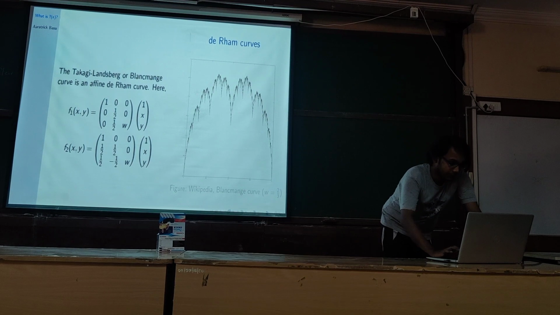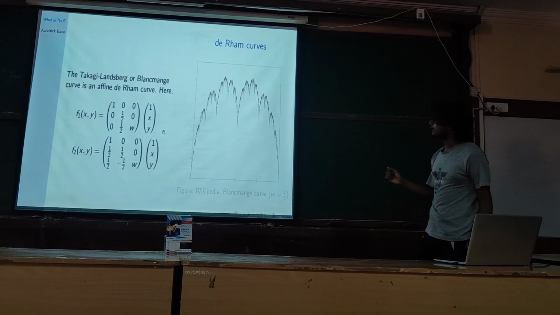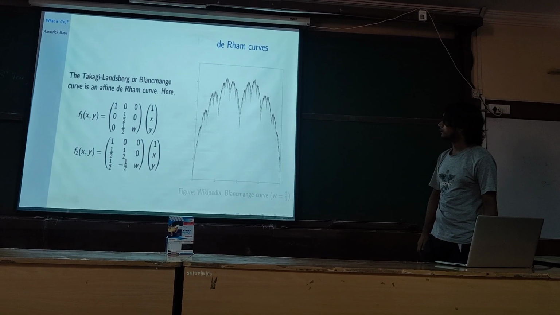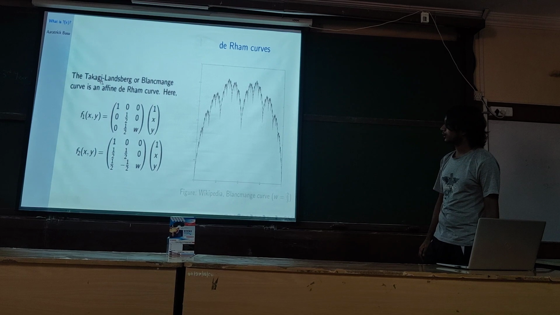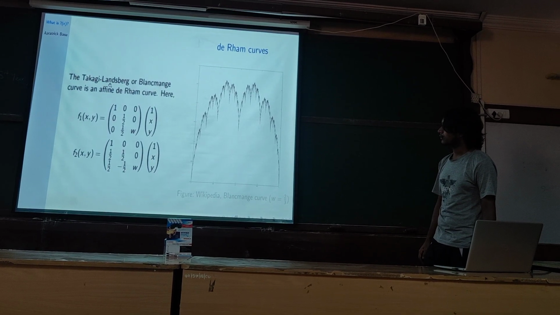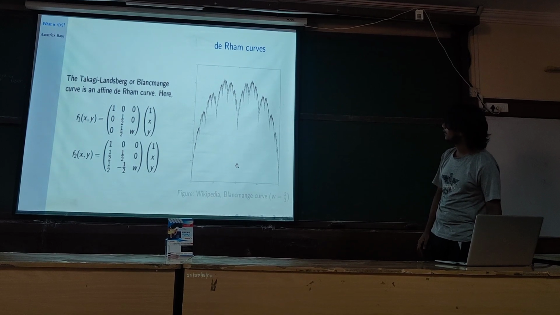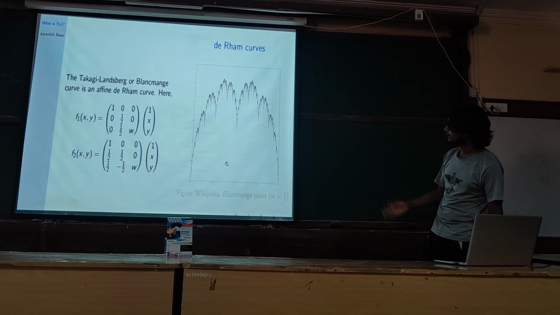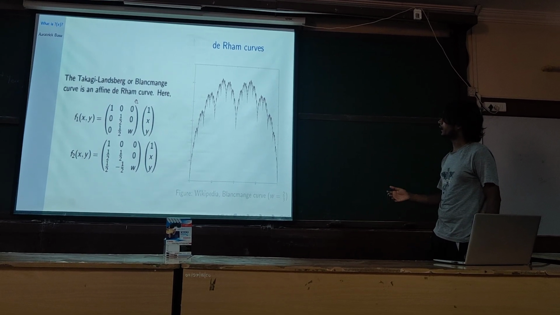So another interesting curve, which sort of illustrates both of the previous ones in some sense, is the Takagi-Landsberg or Blancmange curve. This was described first by Takagi, and later Landsberg also worked on it and gave it the name Blancmange because, for certain values of the parameter w, it resembles what is called the blancmange pudding. So this is sort of the most general case of an affine Dirac curve.